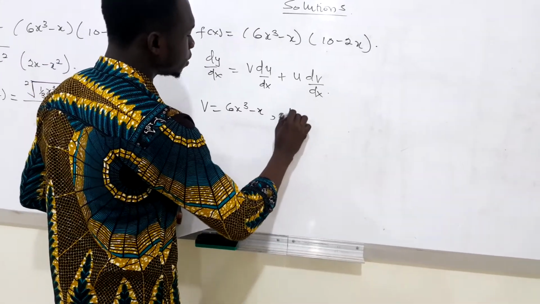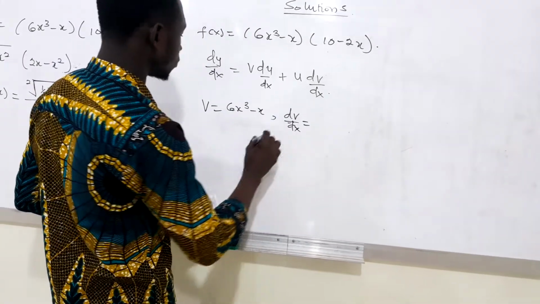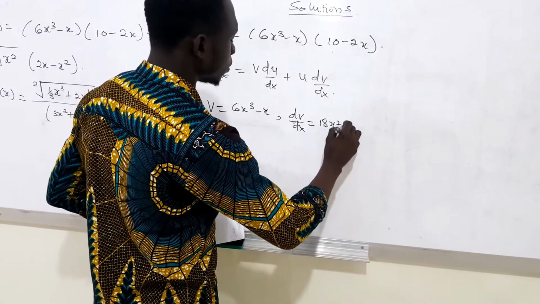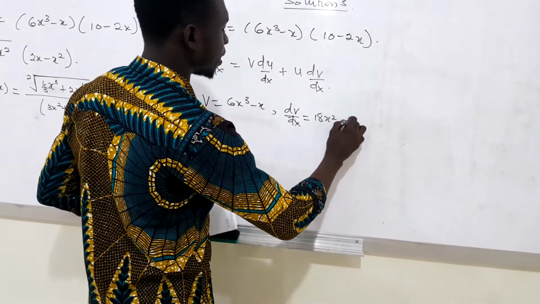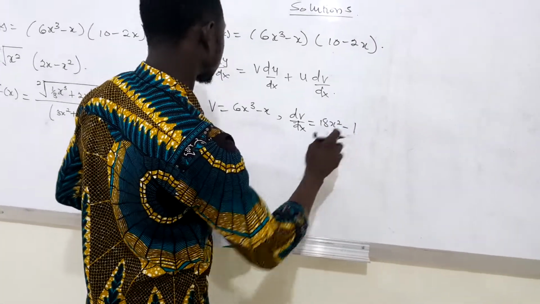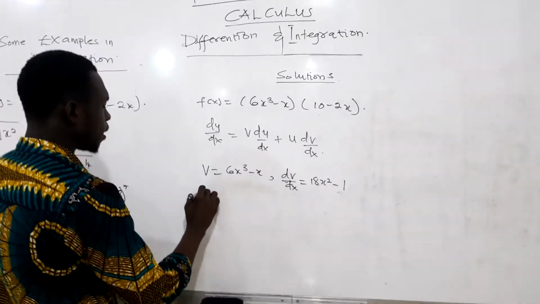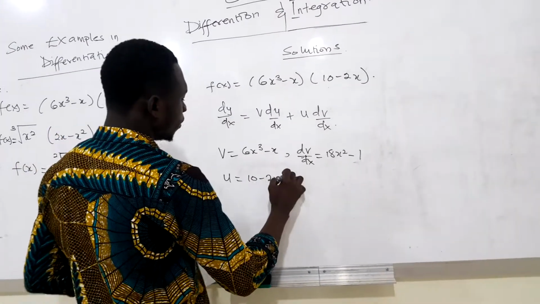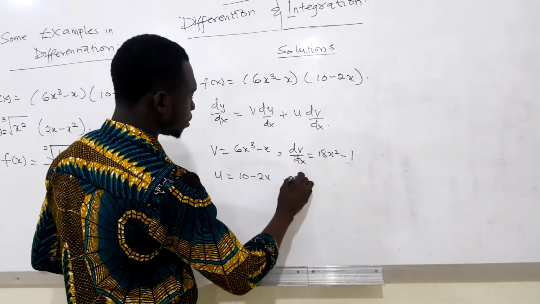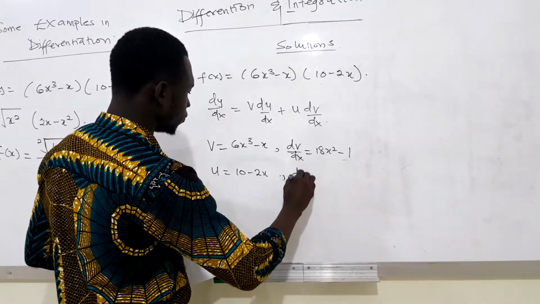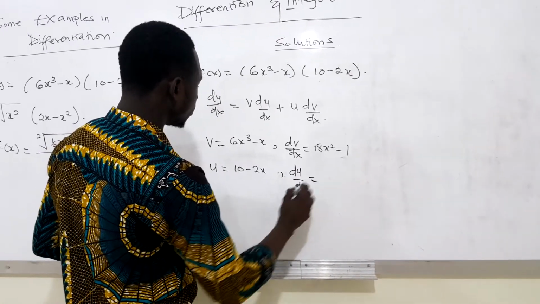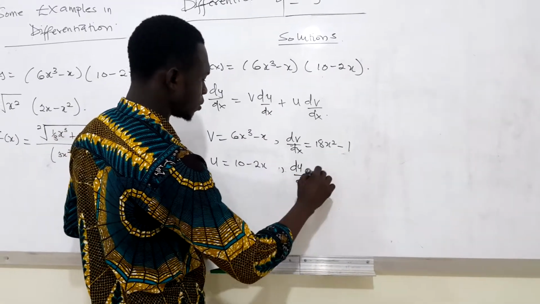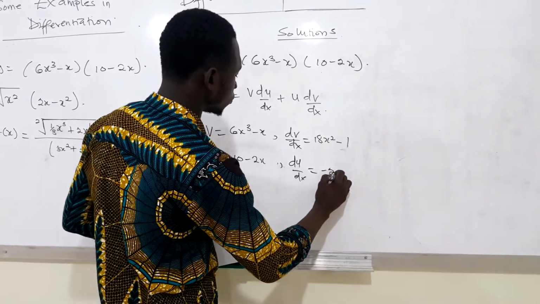So our dv with respect to x, dv dx, is equal to 3 multiplied by 6 giving us 18x squared, then minus what? Minus 1. Then our u is equal to 10 minus what? 2x, which is going to give me, when I find the derivative, du dx, because 10 has no variable, it goes off, then minus 2x, so minus 2.